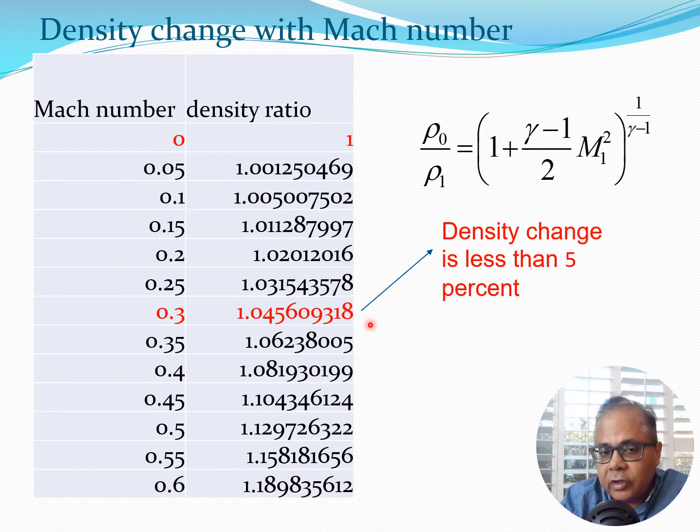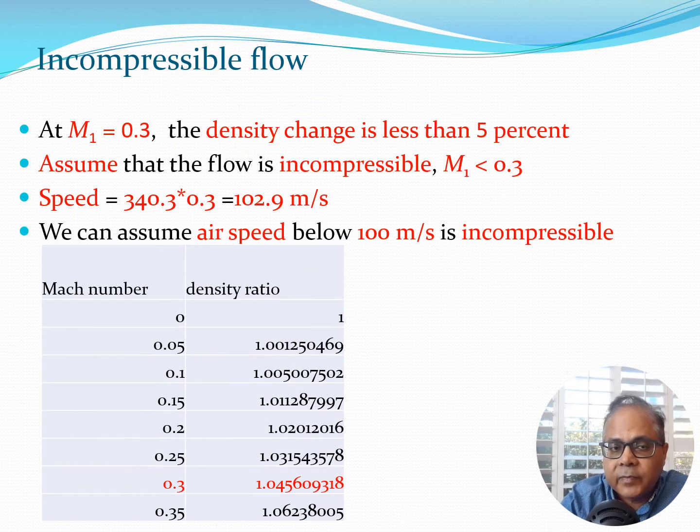So we could assume, if we do not want to use all the complicated compressibility things in our life, and we want to stick to the incompressible flow equations which are generally valid for low speed regimes, then below Mach number 0.3 I can consider the flow to be incompressible, and at Mach number more than 0.3 I can consider the flow to be compressible.